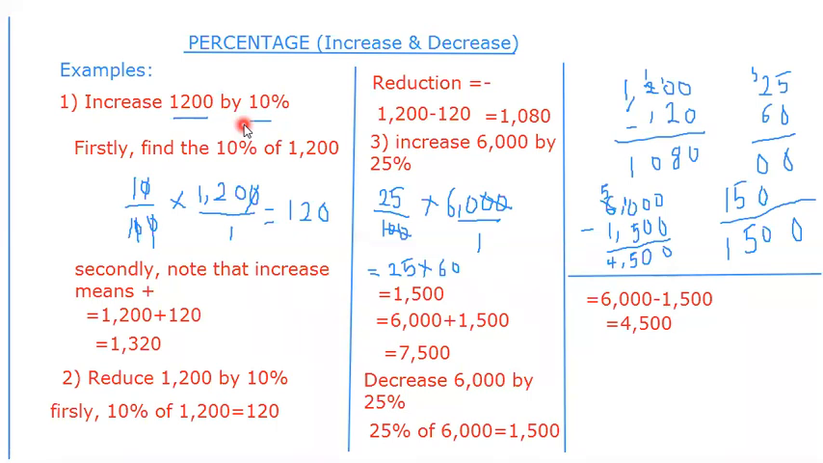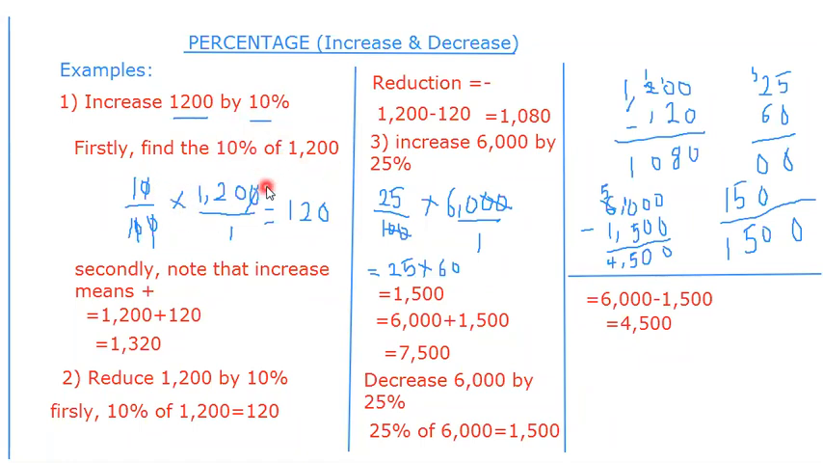But before you know what you are going to add or subtract, you need to do some workings. And what does that mean? If the question says increase 1,200 by 10%, the first thing you have to do is to find the 10% of that number. You have to work out this one first. 10% of the given number. So find the 10% of 1,200.